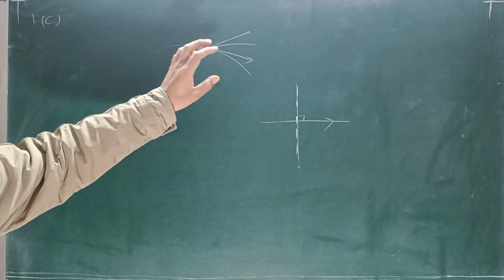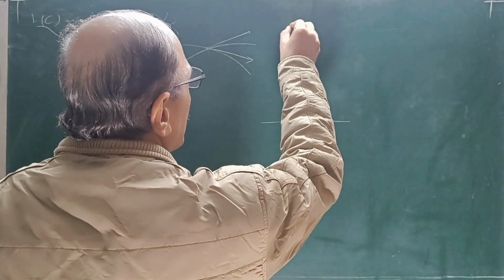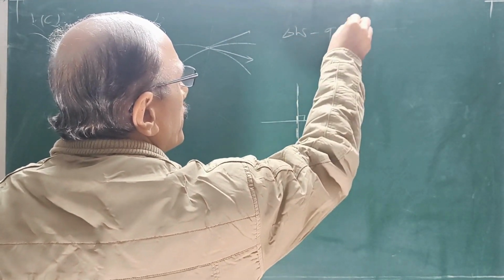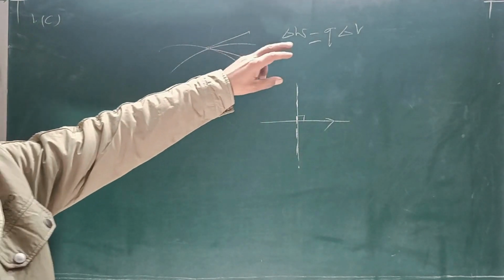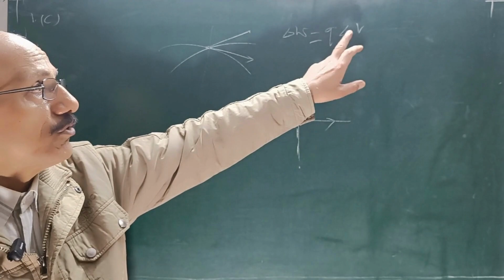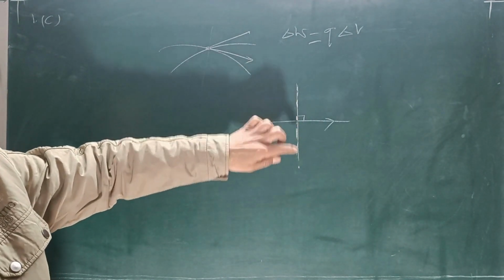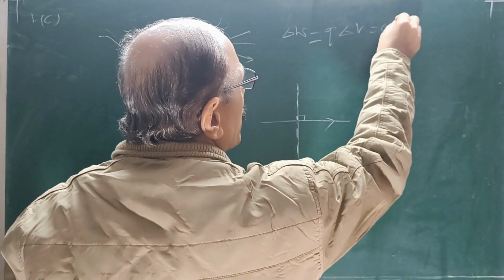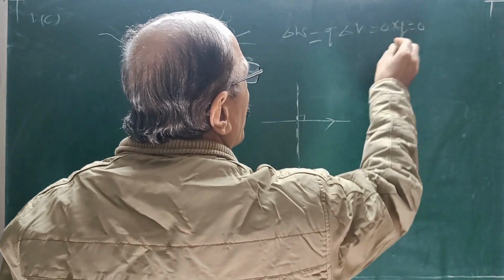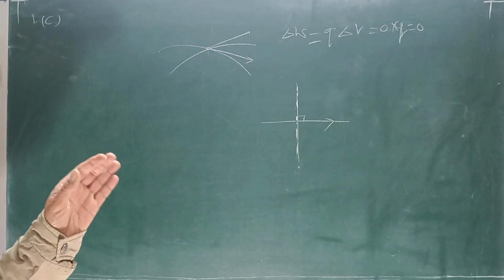The second part is that the work done in carrying a charge from one point to another on an equipotential surface is 0. This work done is Q into delta V. As far as the equipotential surface is concerned, the name itself is very clear. Equipotential means every point has equal potential. So delta V will be 0, and therefore 0 into Q will be 0. So the second part is also correct, the work done will be 0.